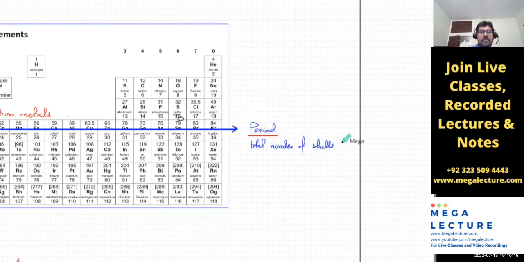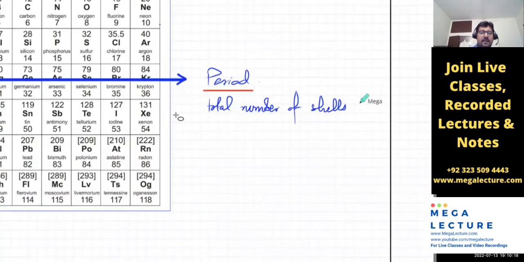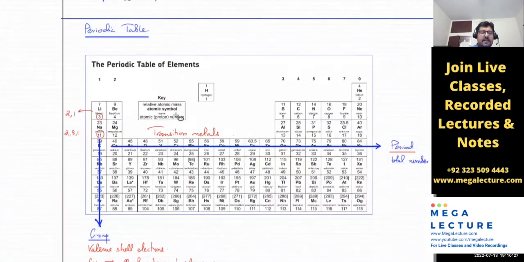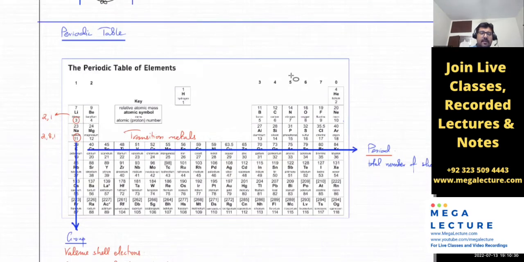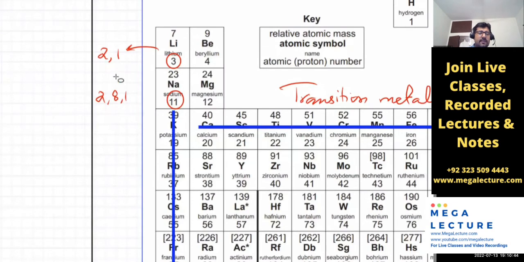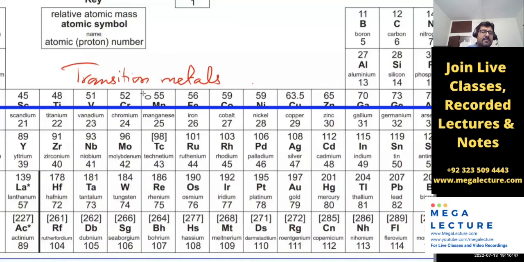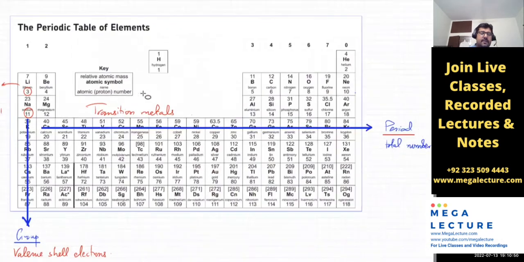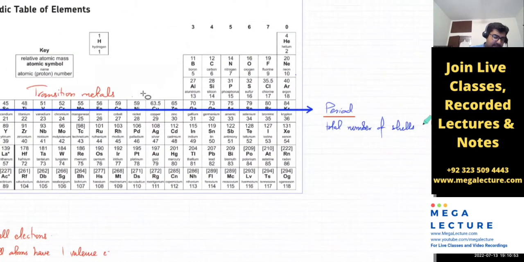So it tells you the total number of shells that the atom is going to have. So for example, over here, which period is lithium in? Lithium is in period number 2, right? The first period only has 2 elements. Now lithium is in period number 2. So how many shells is it going to have? It's going to have 2 shells, 1 and 2. Is that clear? Sodium is in period number 3. So it's got 3 shells, 1, 2, and 3. Is that clear that period number tells you the total number of shells? Is this clear?